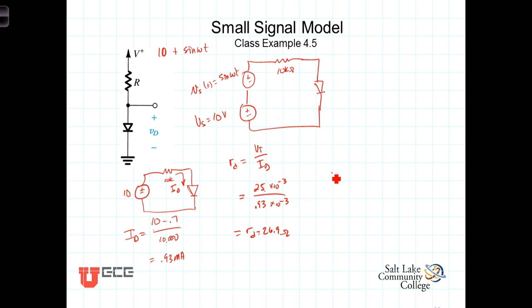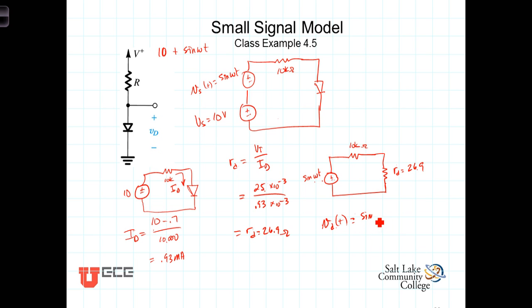Alrighty, with that, we're now prepared to do our small signal model, where this now is 1 volt times the sine of omega t going through the 10 kilo ohm resistor to our diode. But now, because we're using the small signal model, we're going to model this diode as a resistor value R sub D equaling 26.9 ohms. We can calculate the small signal ripple, the voltage ripple across the diode due to this noise, using a voltage divider.